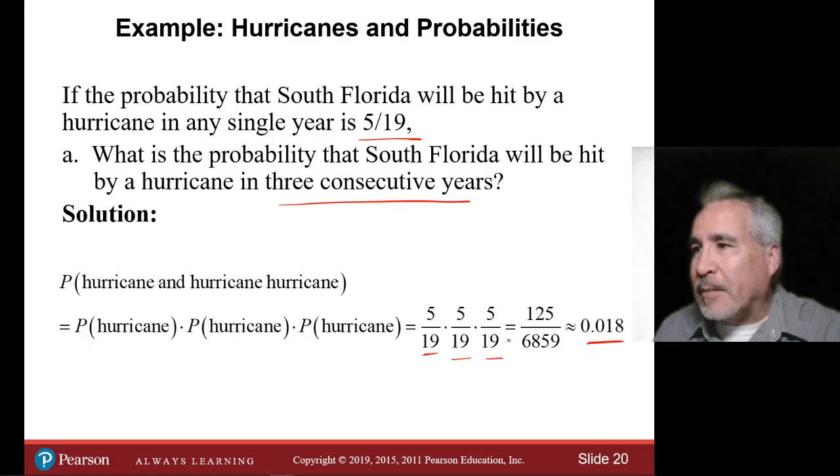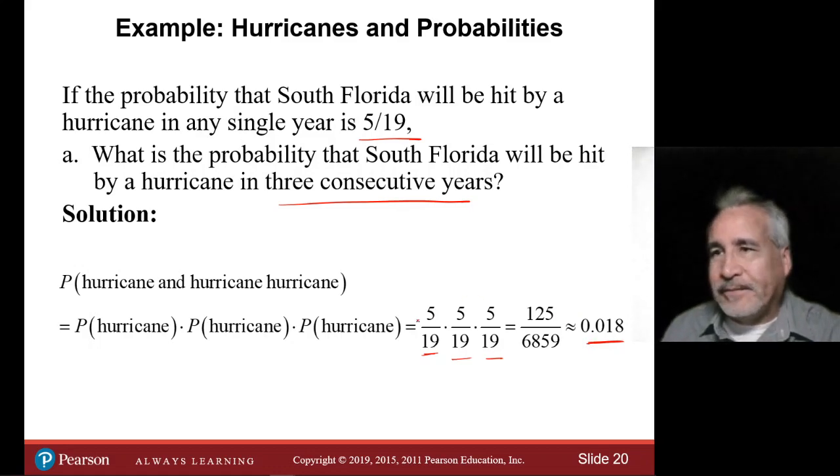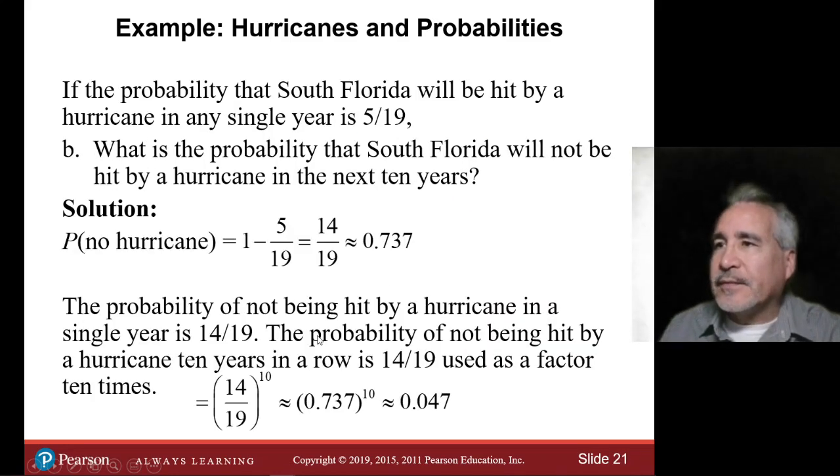It's a low probability that we would get 3 hurricanes in a row, but it could happen. Less than 2%. Okay, but the thing we have to remember is the multiplication principle. Just multiply them all together, and having a hurricane one year really doesn't affect the next.